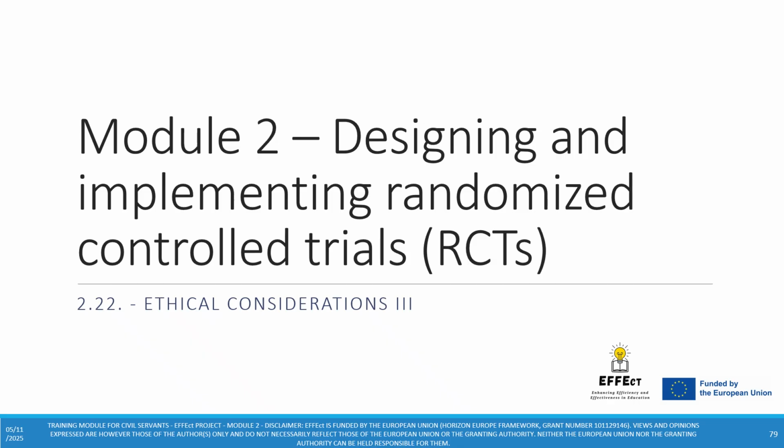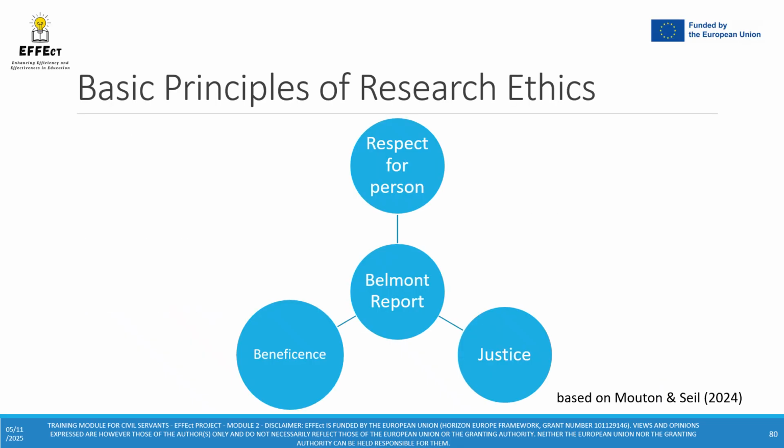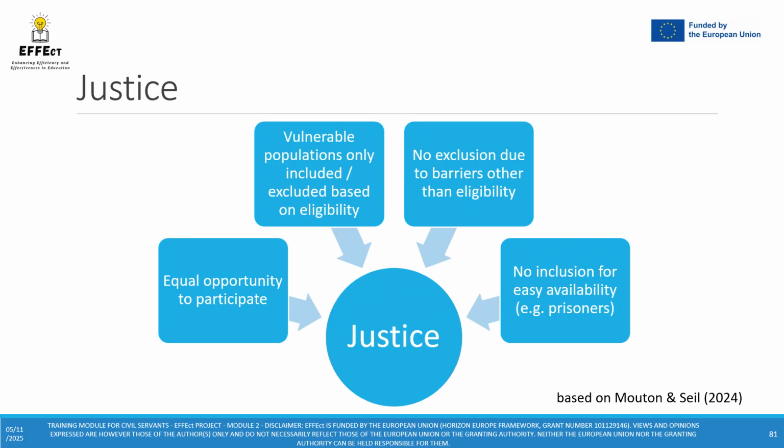Dear participants, welcome to submodule 2.22, in which we continue our discussions on ethical considerations in RCTs. Today we will discuss the remaining basic principle of research ethics, namely the principle of justice. A just study gives each participant an equal opportunity to participate. Vulnerable populations are only included or excluded based on their eligibility, but not based on the aspect that makes them vulnerable. There is no other exclusion due to barriers other than eligibility, which means that participants are not excluded for other factors than their eligibility.